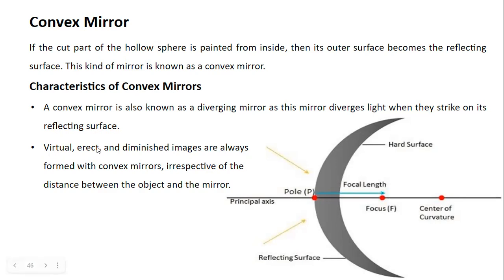Due to that, virtual, erect, and diminished images are always formed with a convex mirror, irrespective of the distance between the object and mirror. You always have diminished images from a convex mirror because the reflecting light rays are going to diverge in different directions. So the image will form behind the mirror, which is going to be virtual, erect, and diminished.